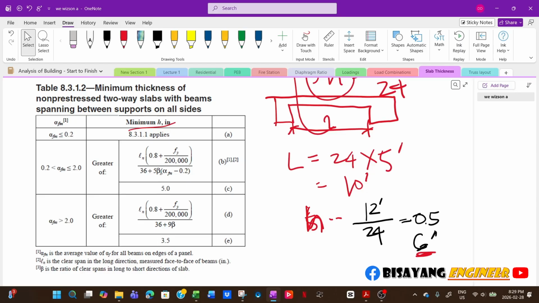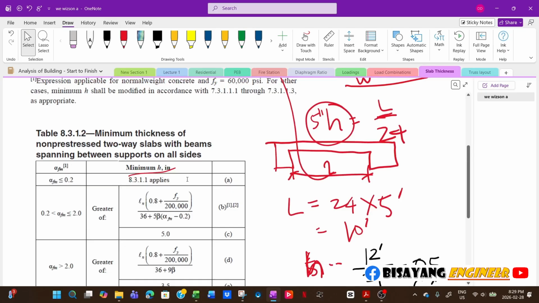because this is ACI 318, I think 2014. I think this is 2014, because when I took the licensure exam in the US, that was 2015. I think this is 2014.